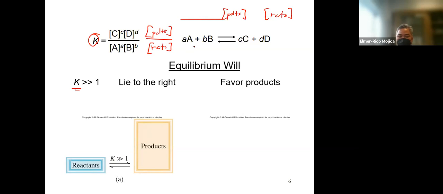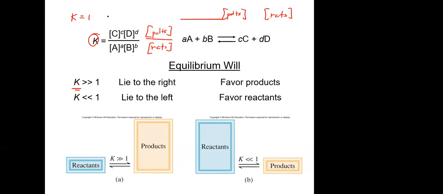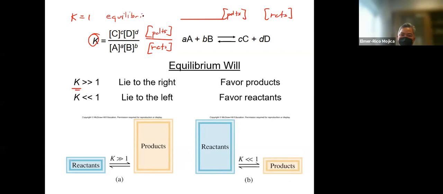So the way that you're going to do it here is, if you have a value of K, it can tell you which side has more. So if K is more than 1, that means your numerator is greater than the denominator. If K is less than 1, what does it mean? Your denominator is greater than the numerator. When K is equal to 1, what's the meaning of that? There are equal amounts of products and reactants, or the system is in equilibrium.